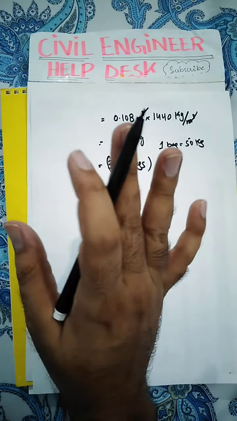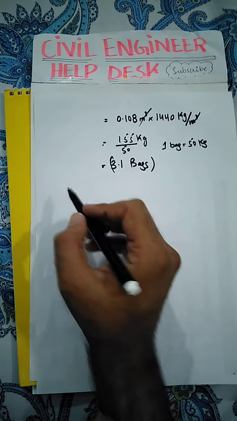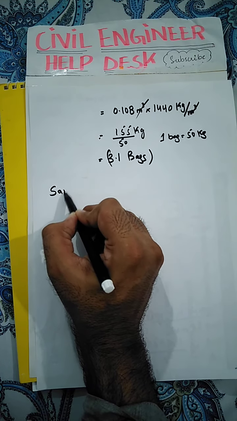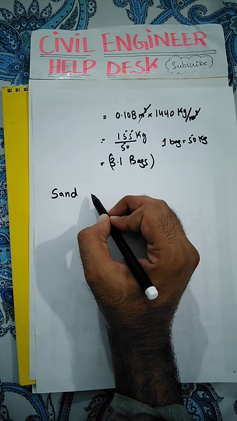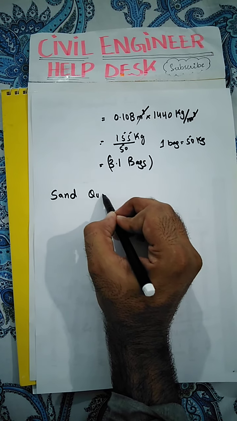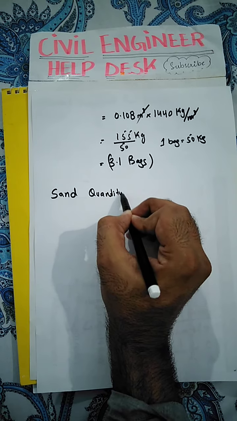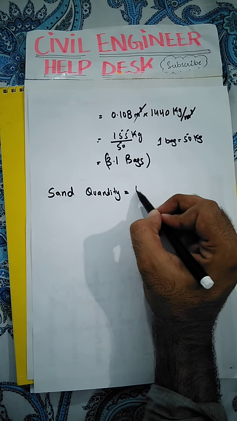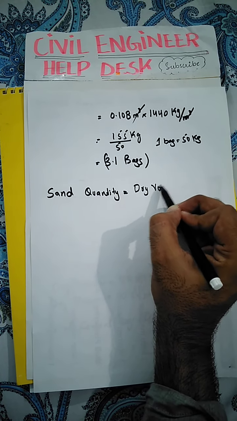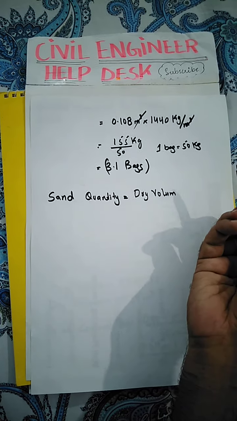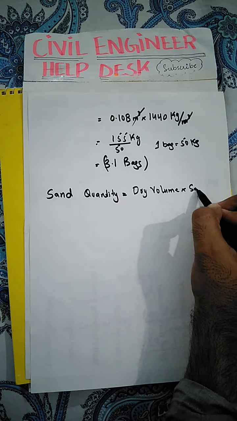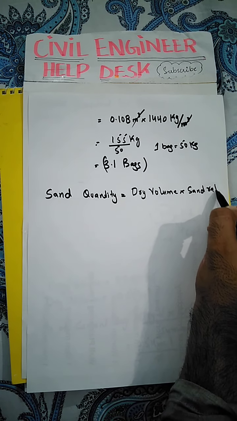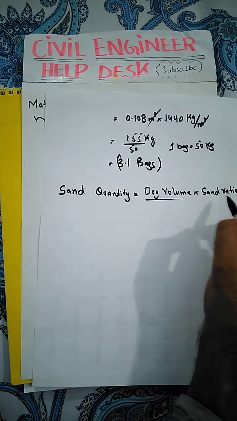Now we will calculate the quantity of sand. How much sand we require for this plaster? So viewers, sand quantity equals to dry volume, which will remain for cement and sand, multiplied by sand ratio divided by sum of ratio.